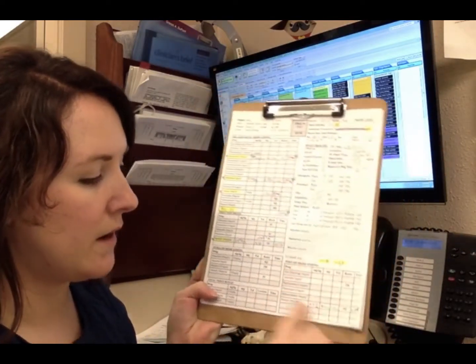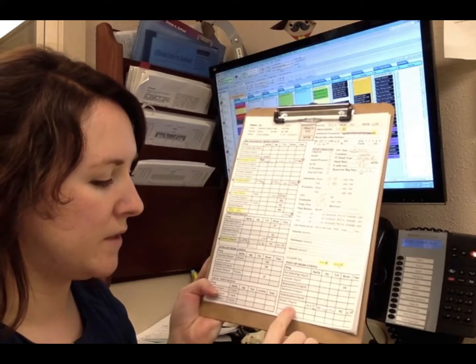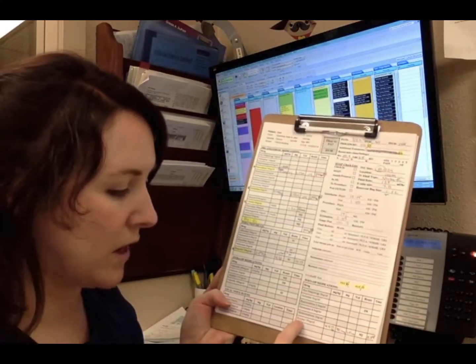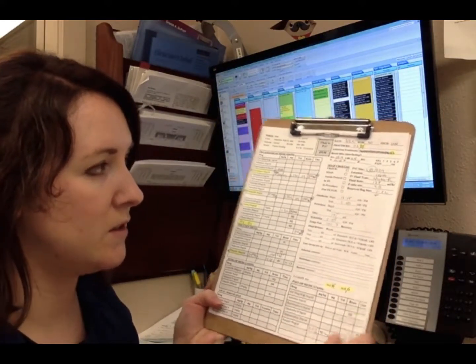We always do a complimentary toenail trim and anal gland expression, so we mark those off as we go. And then any post-op medications. Since he did have some non-complicated extractions, we went ahead and gave him some Rimadyl to go home.